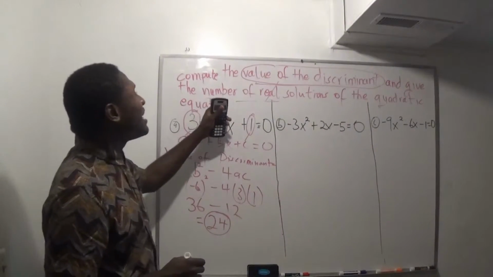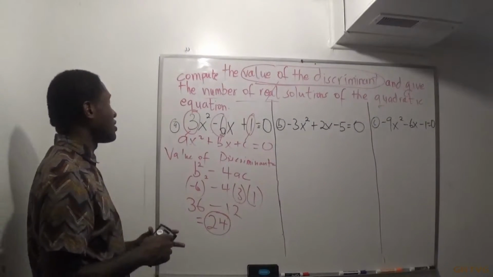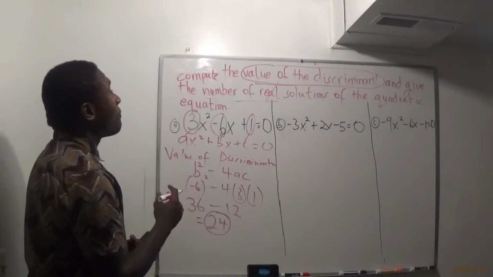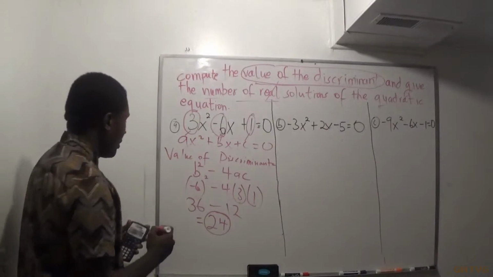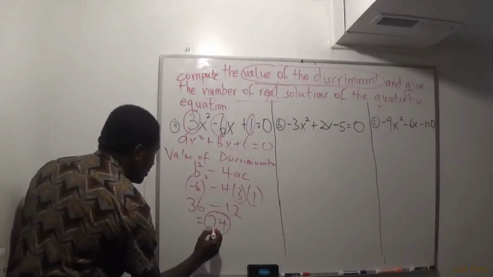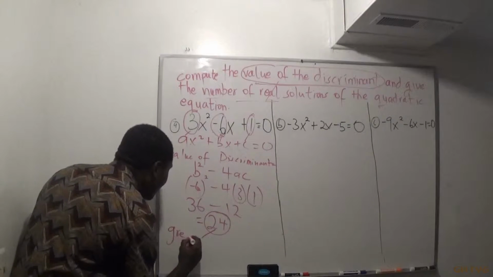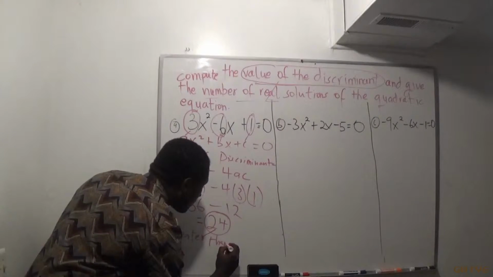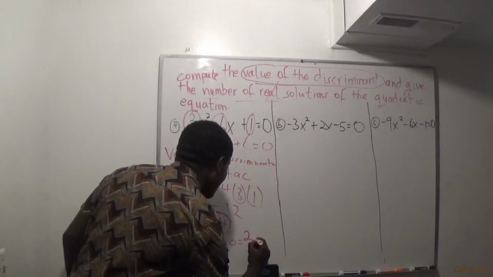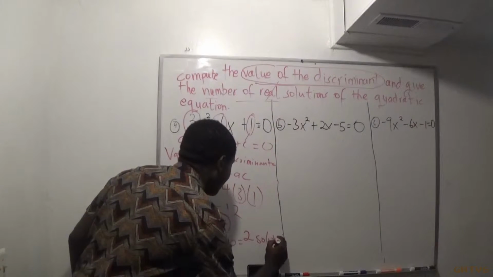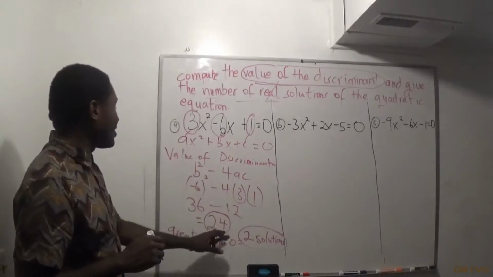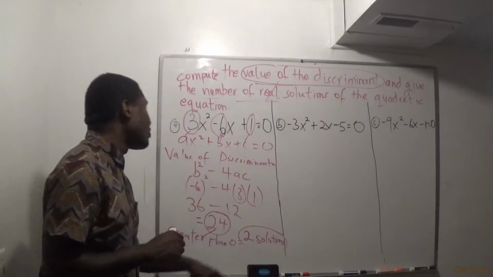Now, I'm being asked to give the number of real solutions of the equation. And the value that I have will help me figure that out. Because the rule is that whenever the value is greater than 0, like this right here, I'm going to say it has 2 solutions. So the value of the discriminant is 24 and it has 2 solutions.